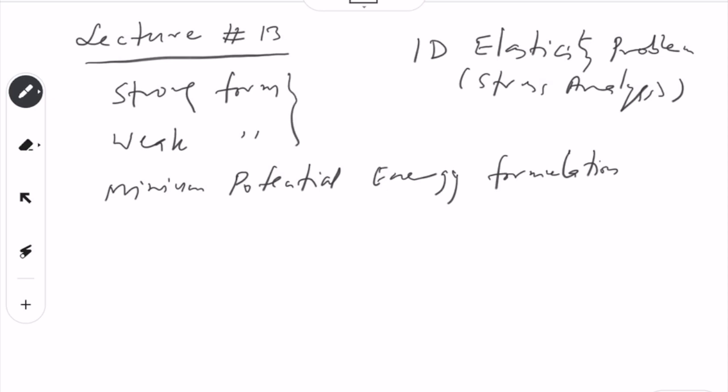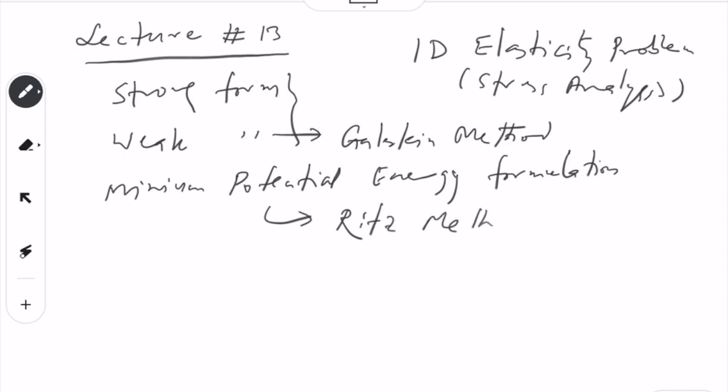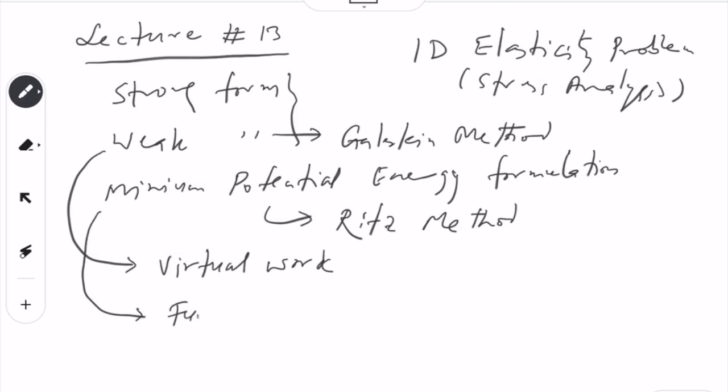So this was important, weak form was important for Galerkin method. Minimum potential energy formulation was required for the Ritz method. Then we looked at the different point of view, the weak form as the virtual work, and the minimum potential energy as a functional of the variational calculus.